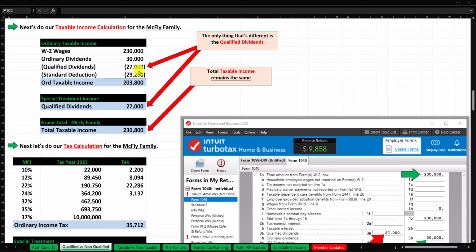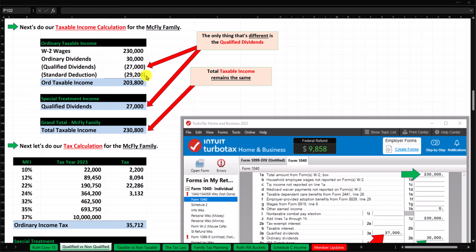There's our standard deduction of $29,200, resulting in ordinary taxable income of $203,800. To that number, we will add the separately stated $27,000 of qualified dividends right here, resulting in total taxable income of $230,800. And as you probably noticed, total taxable income remains the same as with our example using the Barney family.